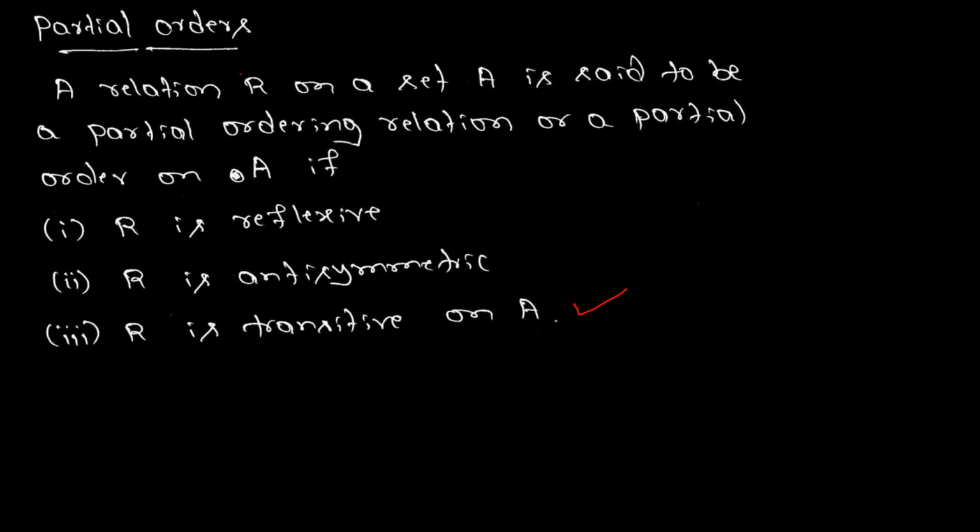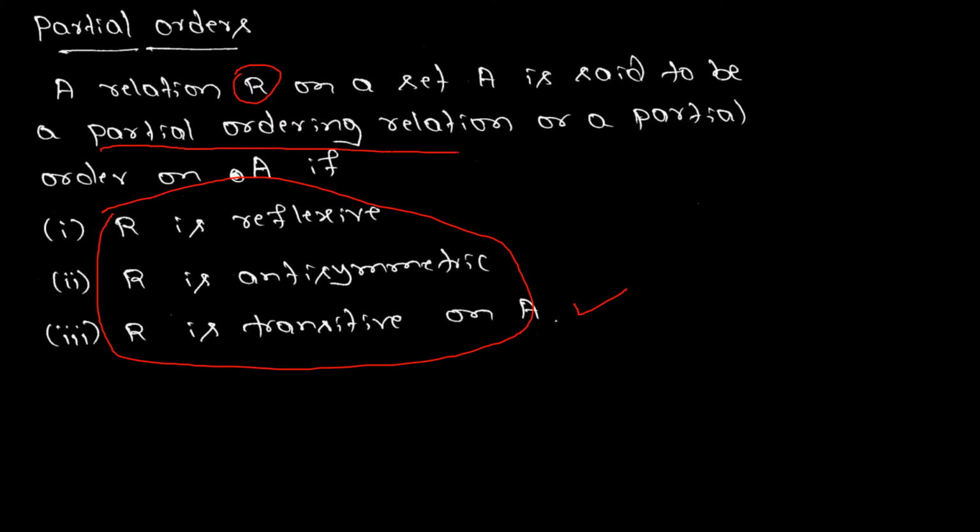Any relation R that satisfies three conditions, reflexive, antisymmetric and transitive, is called a partial ordering relation, or simply a partial order on A.